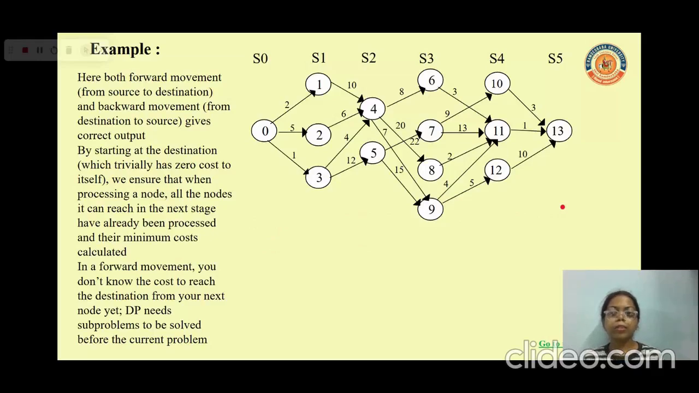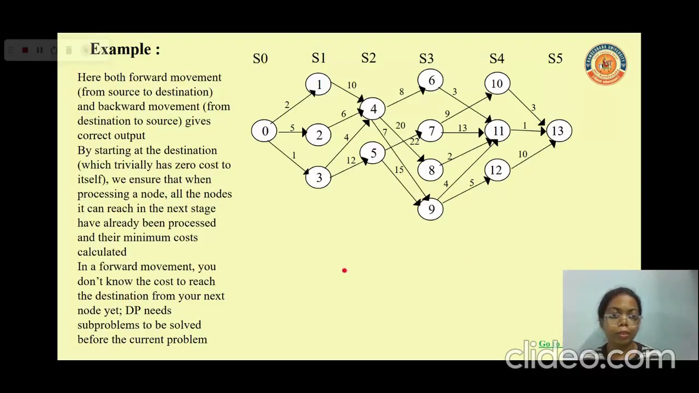So here we have two choices. Either we can follow the backward algorithm, or we can follow the forward algorithm. In the forward algorithm, we construct our path in a forward manner. Means what? We construct our path from source to destination rather than destination to source. In the backward algorithm, we construct our path from destination to source. And here I am going to apply the forward algorithm.